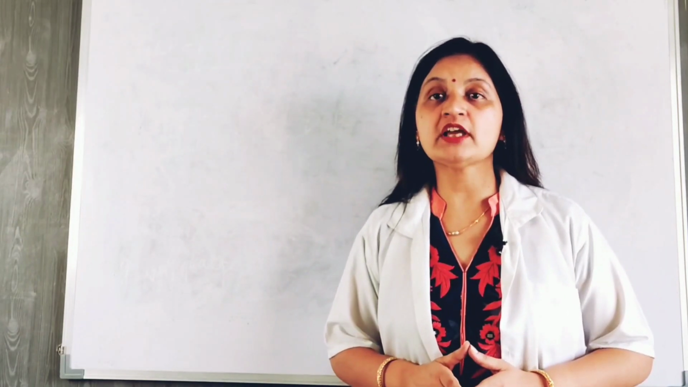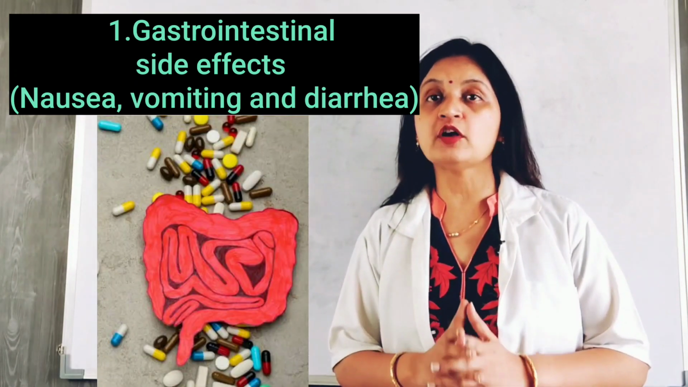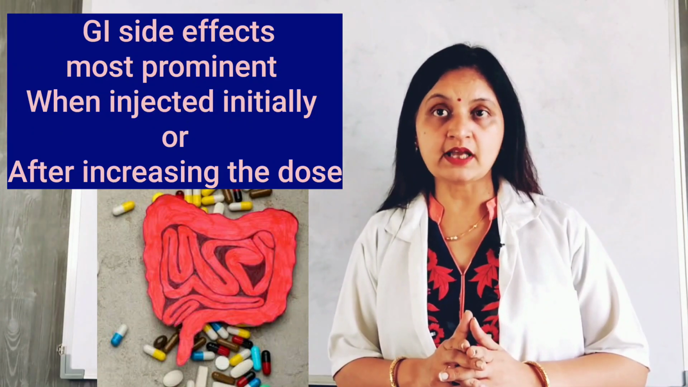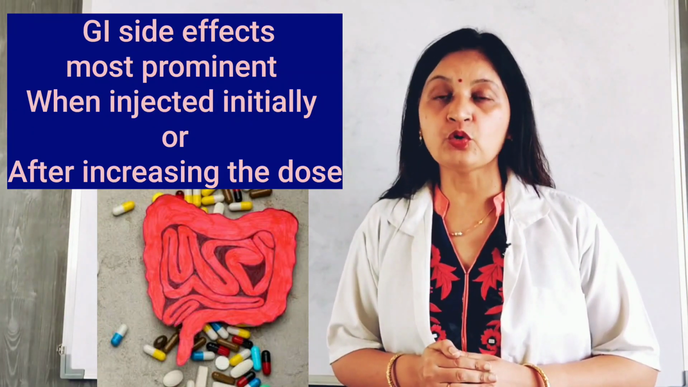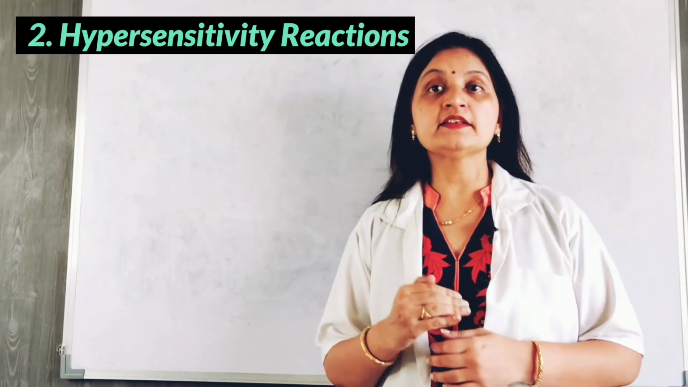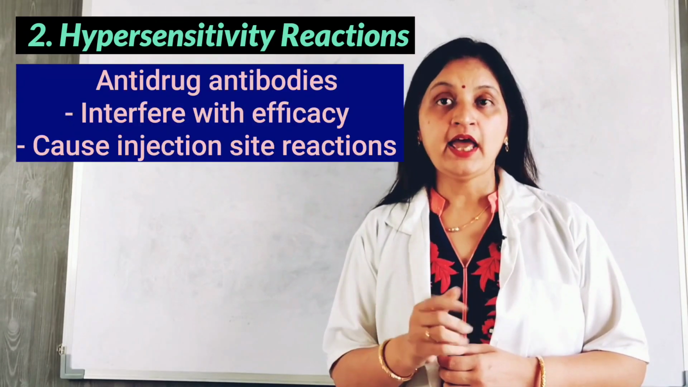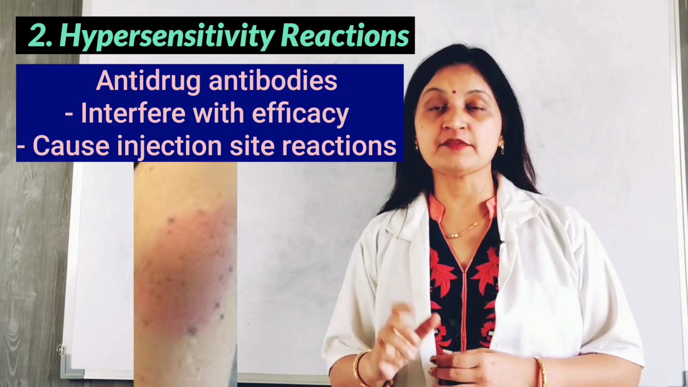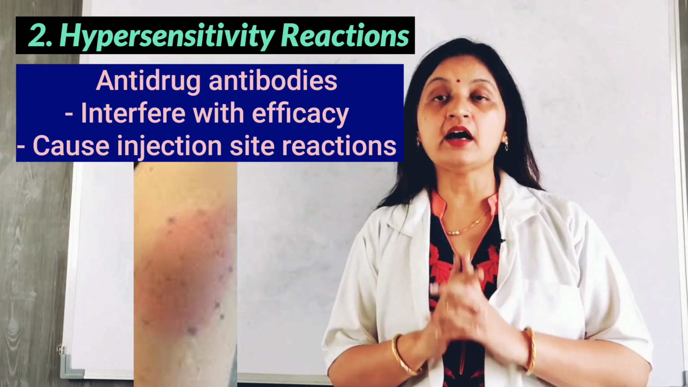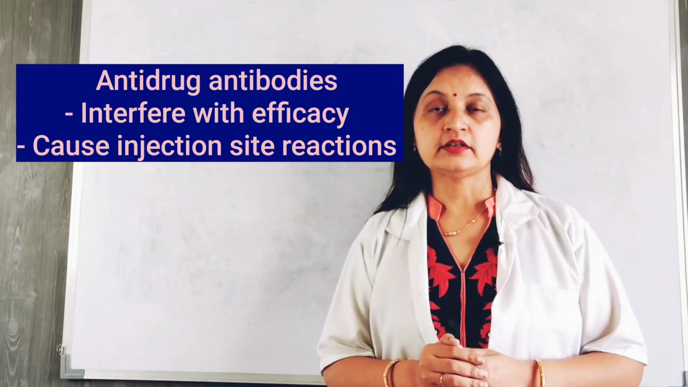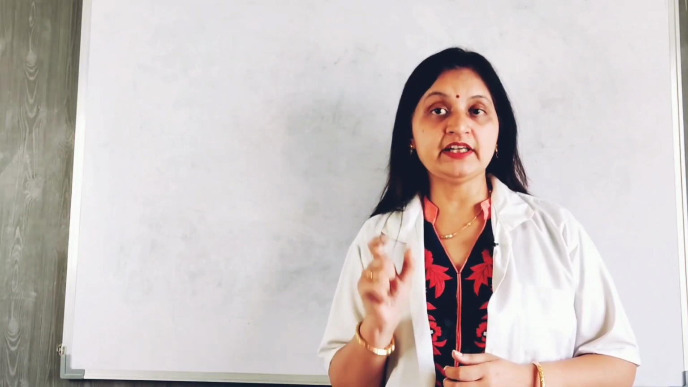The side effects that are most reported with GLP-1 analogs are gastrointestinal side effects that include nausea, vomiting and diarrhea. These gastrointestinal side effects are most prominent when GLP-1 analogs are injected initially or after increasing the dose. Secondly, GLP-1 analogs are also associated with hypersensitivity reactions. This is because the individual produces antibodies to the drug and the anti-drug antibodies can interfere with the efficacy of the drug and can also lead to injection site reactions because these drugs are mostly available as injectables, and this is associated with high discontinuation rate of these drugs. So gastrointestinal side effects and hypersensitivity reactions leading to injection site reactions remain a limitation of these drugs.